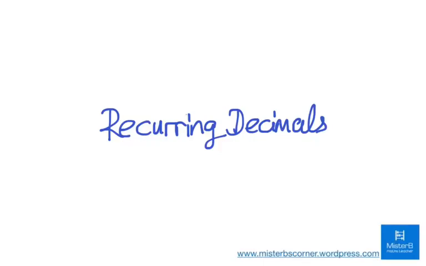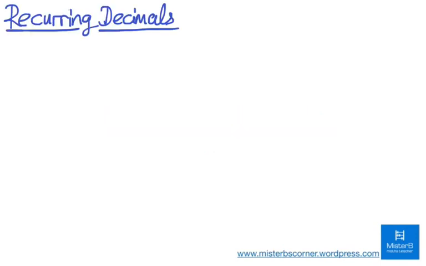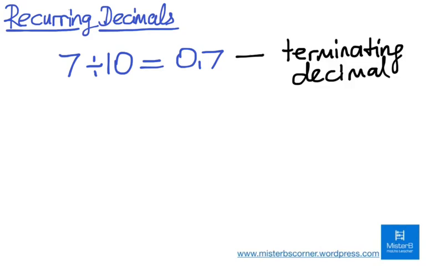In this video we are going to talk about changing recurring decimals to fractions. When we divide, let's say, 7 by 10, we get 0.7, so this is called a terminating decimal because it just stops here. It is 0.7. That's it, it doesn't go on.